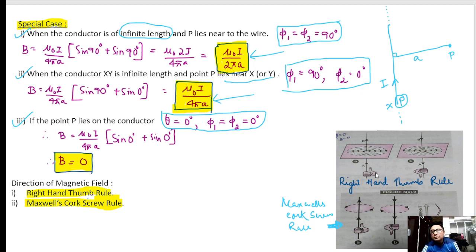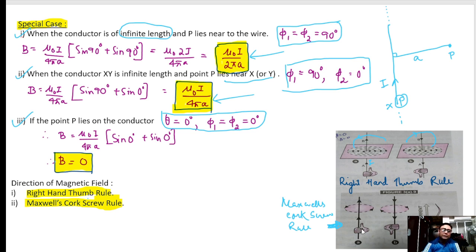Right hand thumb rule says hold the wire carrying current in your right hand. Place the thumb in the direction of the current. The direction in which your fingers curl is the direction of the magnetic field. Now see here, the magnetic field is like this, and here the magnetic field will be like this. This is the right hand thumb rule.